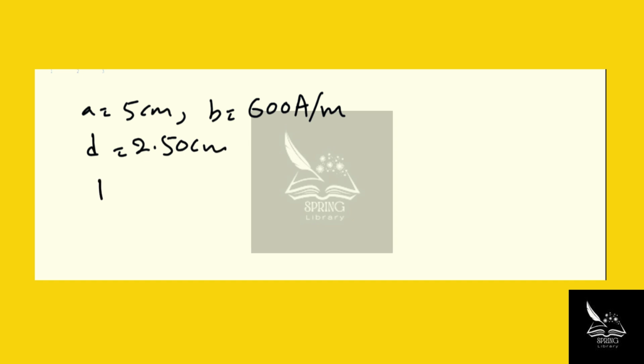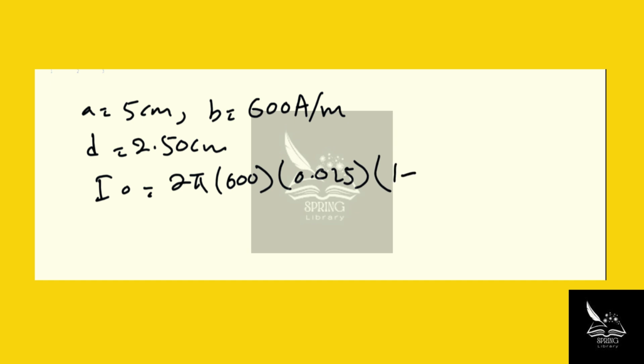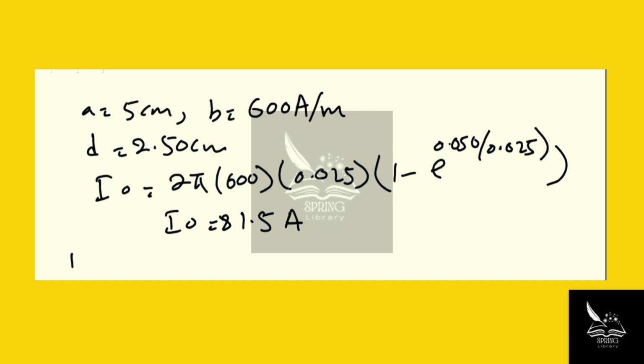The radius of the cylinder is 5 centimeter, which is a equals 5 centimeter. B is a constant equal to 600 amps per meter. Delta is a constant which is equal to 2.54 centimeter. We substitute those values and find I naught to be 2 pi times 600 times 0.025 times 1 minus e to the 0.050 over 0.025. This gives us the current I naught of 81.5 ampere.